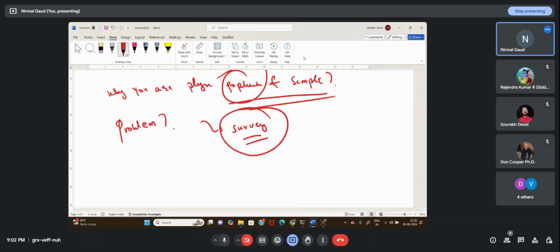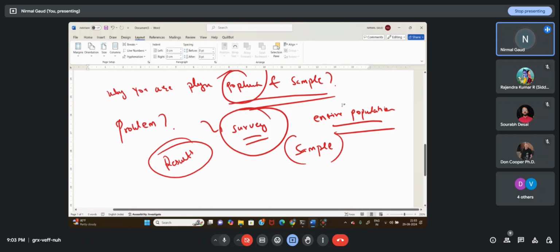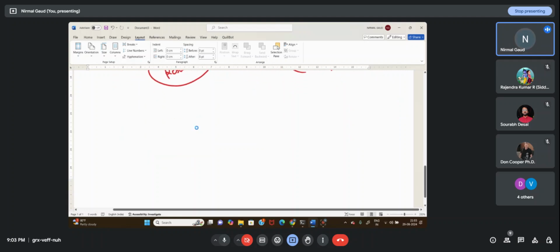So you are doing a survey. In a survey you can't consider the entire population. You have to consider only a sample of data, and we work on sample only. We give the results on sample only, not on population. Population is a big thing, and sample is small.